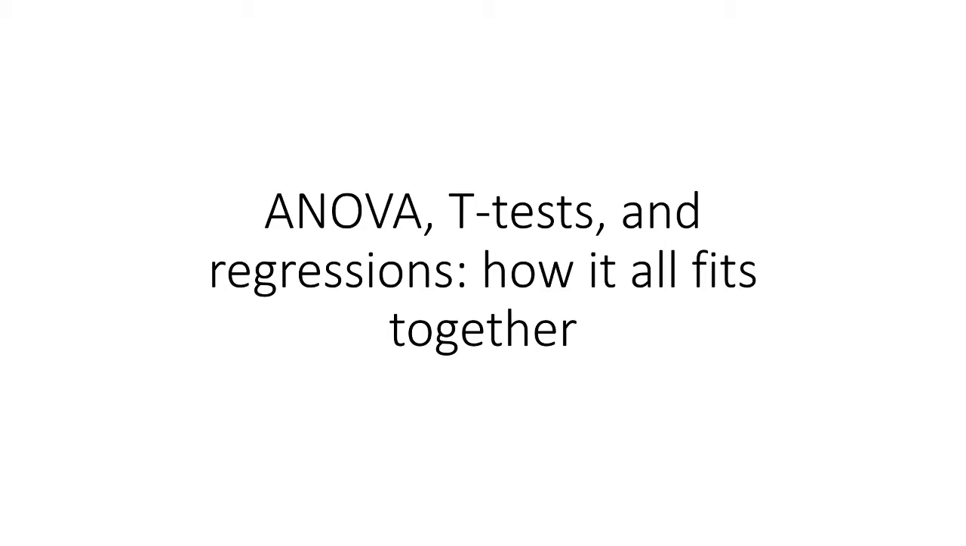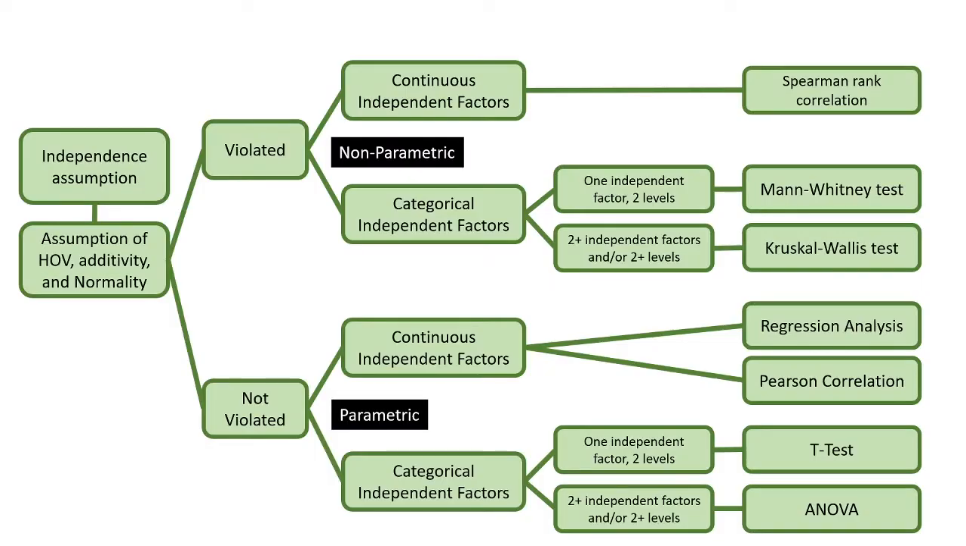Okay, everybody. So this week we're going to be trying to tie together what we learned with t-tests and what we learned with regressions into this new concept of an ANOVA, or analysis of variance, and see how it all fits together. So to update you on where we are, we're down here in the parametric tests for categorical independent factors. We learned how to compare 2 with the t-test, and now we're going to learn what to do when you have 2 plus independent factors or 2 plus levels that you want to compare, and for that you'd end up using an ANOVA.